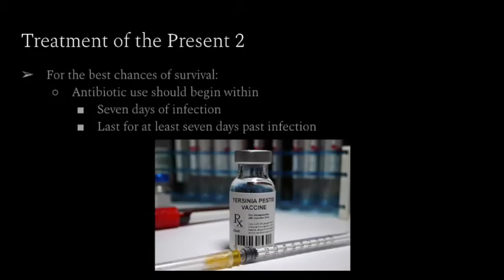When it comes to the best chance of survival, antibiotic use should begin within 7 days of getting the infection and last for at least 7 days, meaning you should be taking antibiotics once a day for 7 days, but oftentimes that number can even expand to at least 2 weeks, depending on how serious the infection really is. And I know I show a vaccine for Yersinia pestis on there, but really, antibiotics are what we should be using. I just thought it was a nice little example of what I was going for.